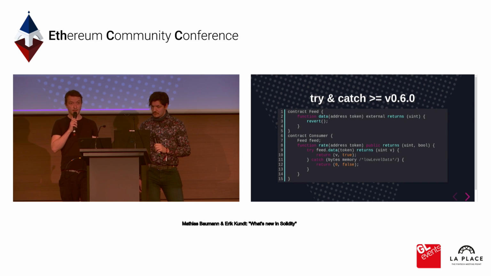Let's change this example a little bit. If there's no reason string being provided, or if there's a failing assertion like a division by 0 or something like that, there's another branch which allows you to access the low-level data. And of course, you could combine both.